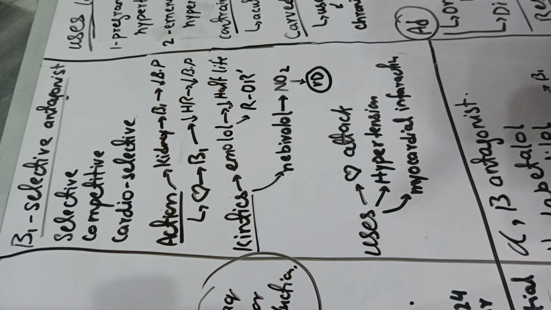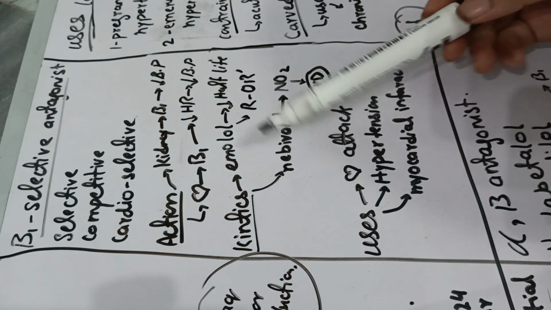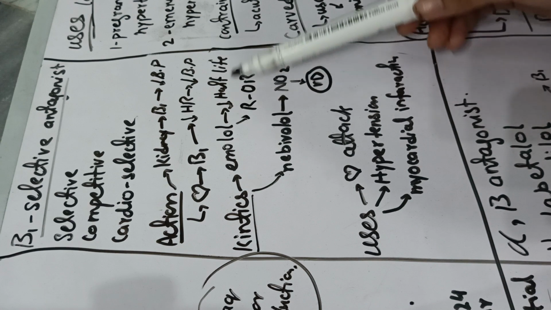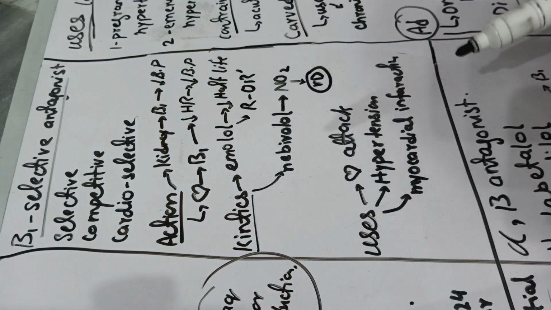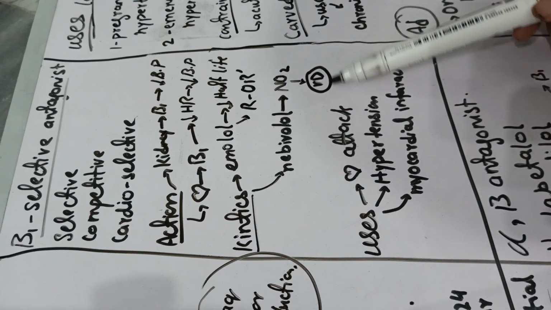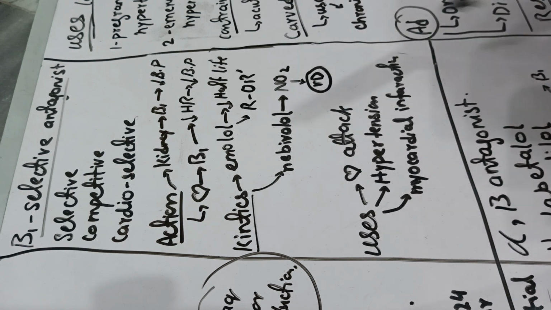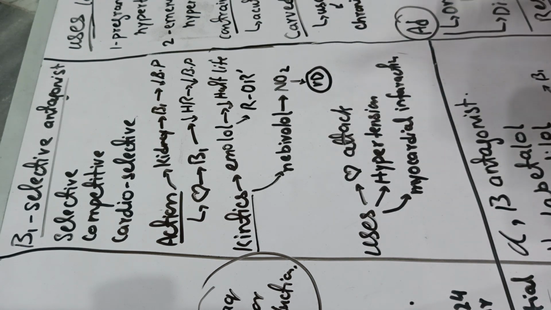And after that, if you see the kinetics, some drugs have different kinetics, like esmolol. It has a very short half life because of the presence of ester groups in it. And second is nebivolol. It releases nitric oxide, so it can cause vasodilation in your blood vessels. Uses of these drugs are in heart attack, in hypertension, or in myocardial infarction. So all beta adrenergic drugs have use in heart attack, hypertension, and myocardial infarction.